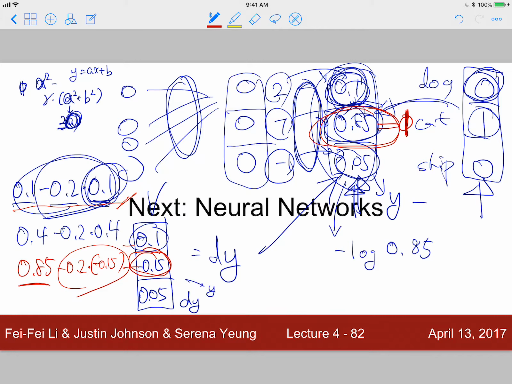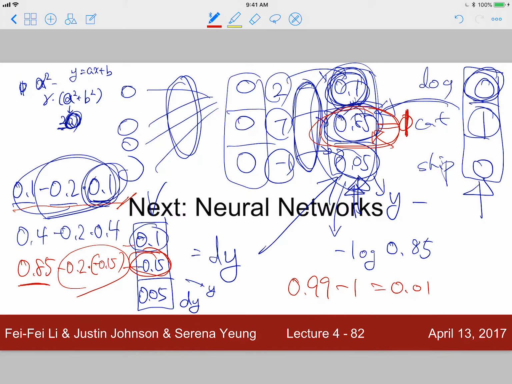But if it is really close, maybe 0.99, then correspondingly the gradient will become much smaller, right? Because the difference between these two will be really small. And so the gradient will be small, and thus our network will not try too much to increase that value. Any questions so far?